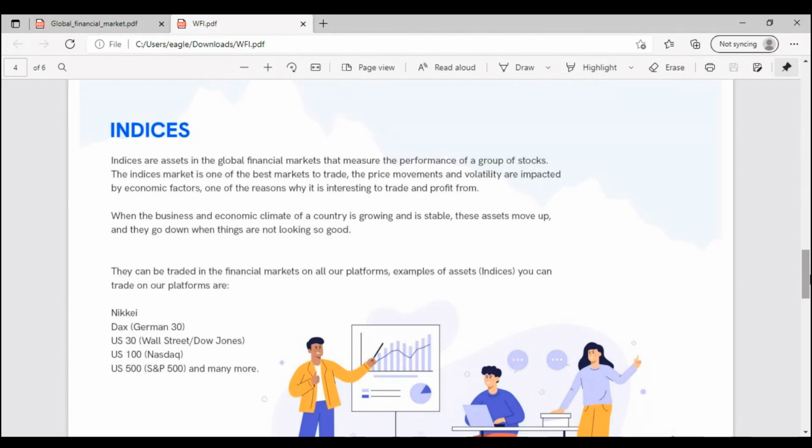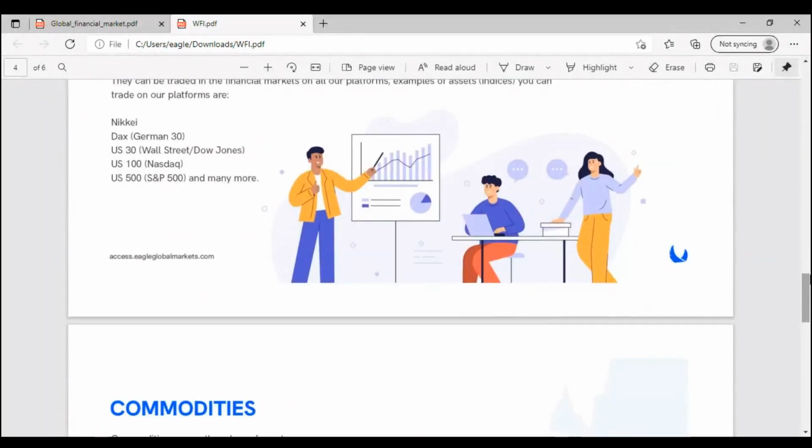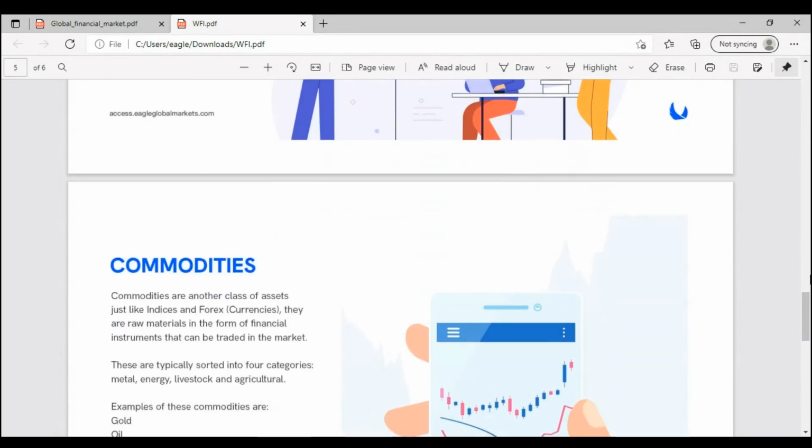We can trade it on our cloud trade platform. We can trade it on our MT4 platform. Even on our copy trade platform, there is a section where you can trade those instruments from a trader that you're copying. There are the likes of the Nikkei, the DAX, that's the German 30, US 30, which is Wall Street or Dow Jones, US 100, which is Nasdaq or US Tech, US 500, which is the S&P 500. We have US 2000, small cap, and many more. A lot on our platform where you can trade and make money.